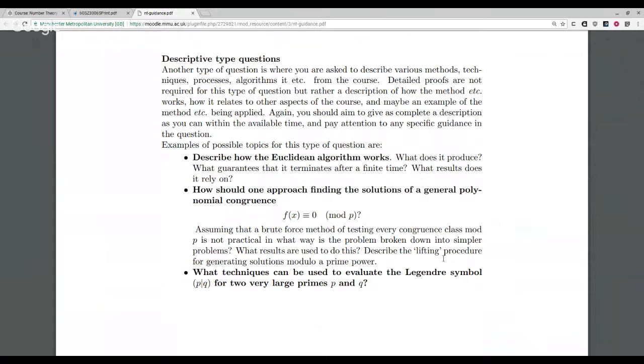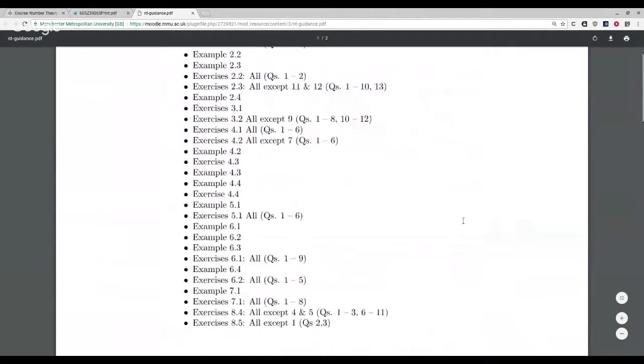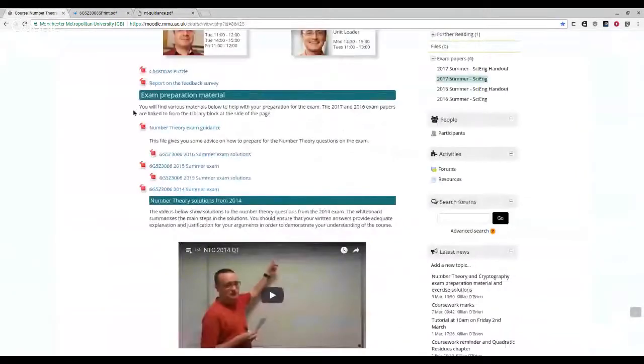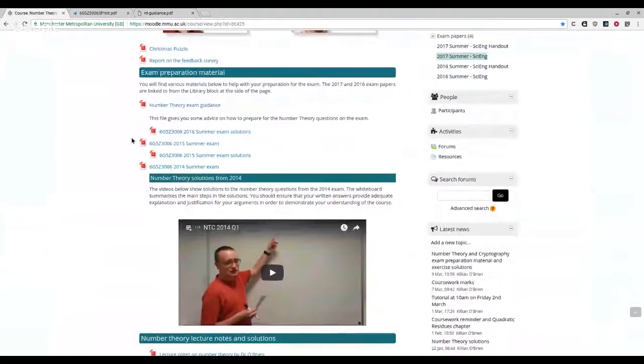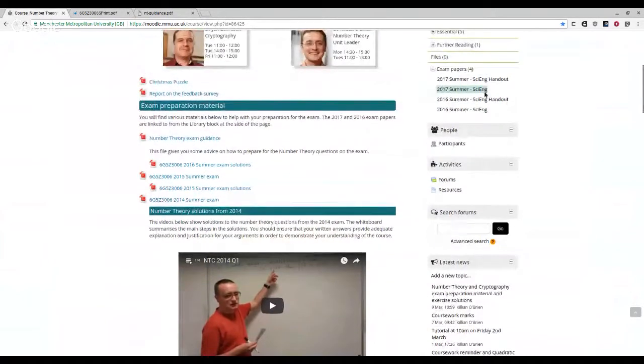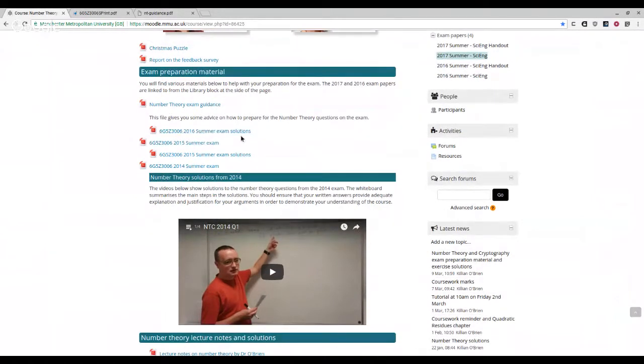So that's a bit of a guidance document which is on Moodle on the past exam, the number theory side of the exam. There's various material put up there. On the library block on the right hand side, you've got the last 2 years' exam papers. Over here in the middle, near the top, just under our photos, I've got the 2015 exam as well. There are also the worked solutions, in those PDFs, to the 2016 and the 2015 exams. And there's a set of video solutions, which I made last year, of me talking through the solutions to the 2014 exam. And the 2014 exam is given there as well.